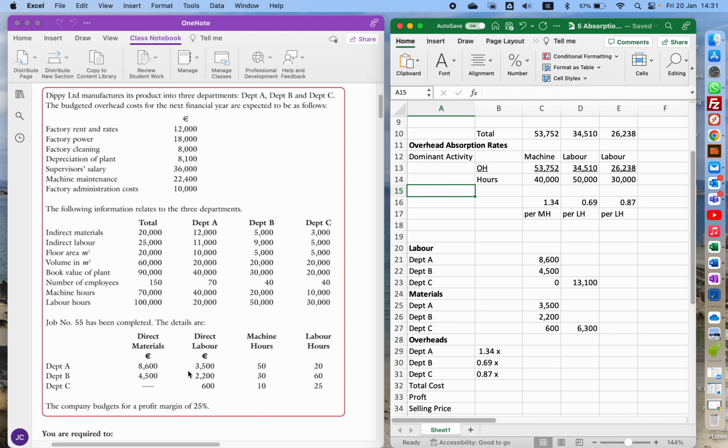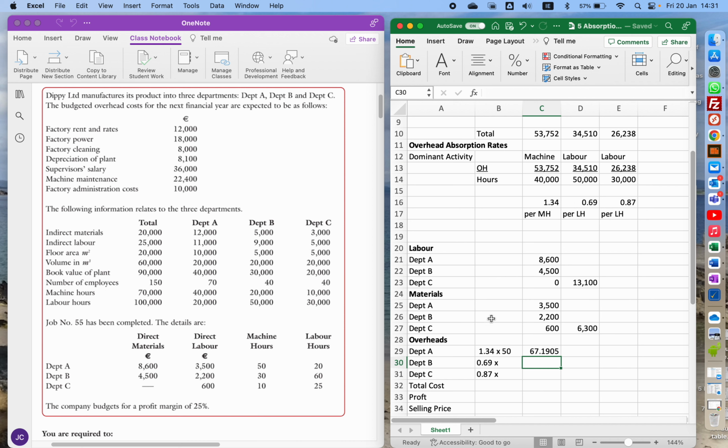But in this case, it's easier. The labour cost is given to you. So all I've done is I've added up my labour, added up my materials so far. Now my overheads. This is where I use my overhead absorption rates. So this 1.34 was times machine hours. I'll look at the question. It says there's 50 machine hours. I'm going to put that number in here. So 1.34 times 50. So 50 times my overhead absorption rate.